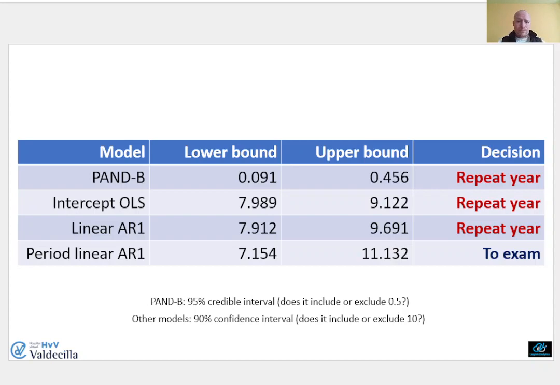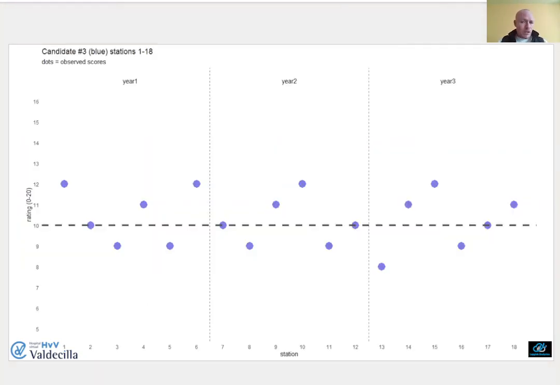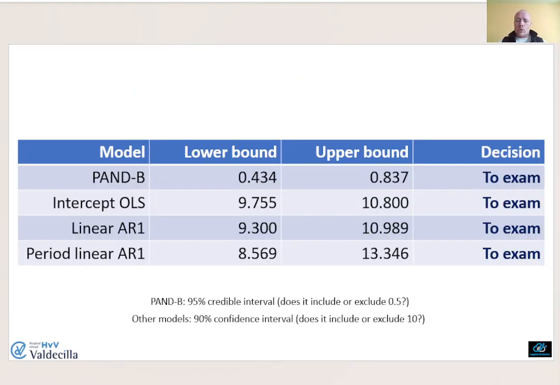Finally, candidate 3. Here we will almost surely do well to invest resources in the form of an exam, because this candidate demonstrates a trajectory of performance that fluctuates in a range around the standard. And indeed, when we apply the 4 models to this candidate, we see a 95% credible interval for band B that includes 0.5, and each of the other 3 models returns a 90% confidence interval that includes 10. So for this candidate, we are clear. It is time to prepare for an exam.